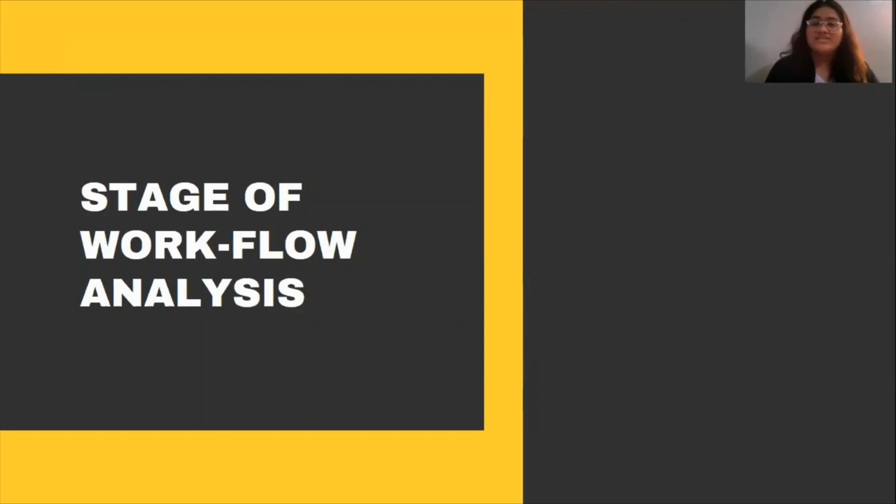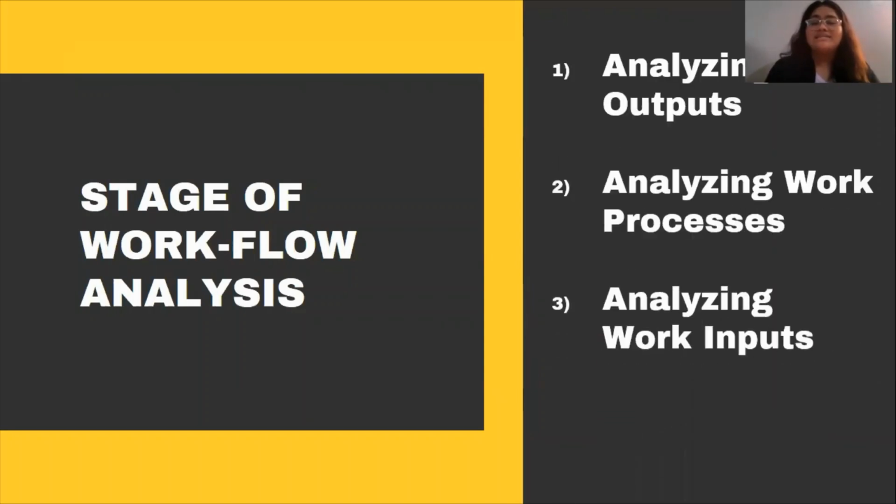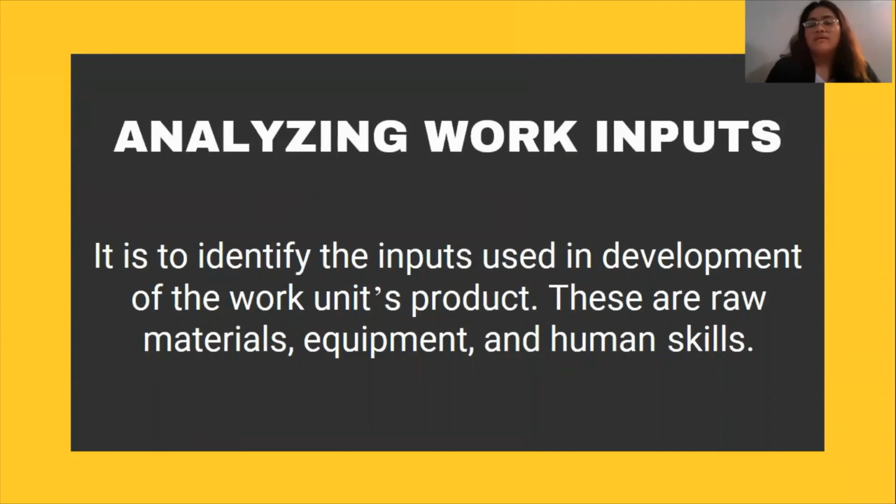And the final stage, analyzing work inputs. It is to identify the inputs used in the development of a work unit's product. These inputs can be broken down into raw materials, equipment, and human skills to perform the task. Raw materials are materials, data, and information needed. Equipment is equipment, facilities, and systems needed. And human skills are skills and abilities to perform the task.